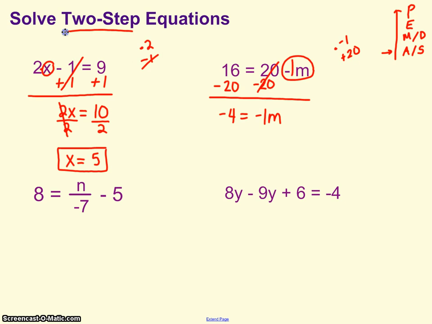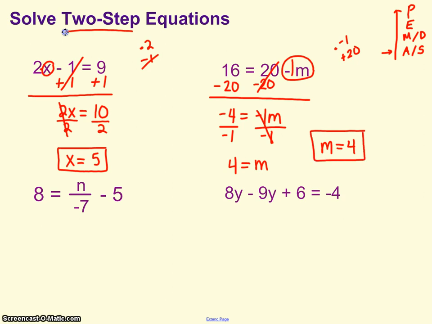So m is being multiplied by negative 1. The opposite of that is to divide by a negative 1 on both sides. Negative 4 divided by negative 1 is a positive 4. Bring down your equal sign, and those negative 1's we get to cancel out. They reduce to 1, leaving us with a 1m or just m. So 4 equals m, or we can rewrite it, m equals 4.